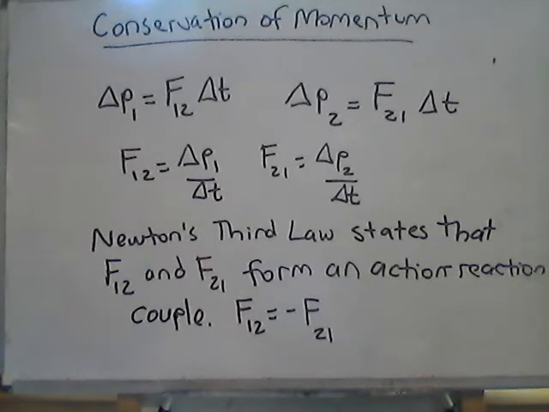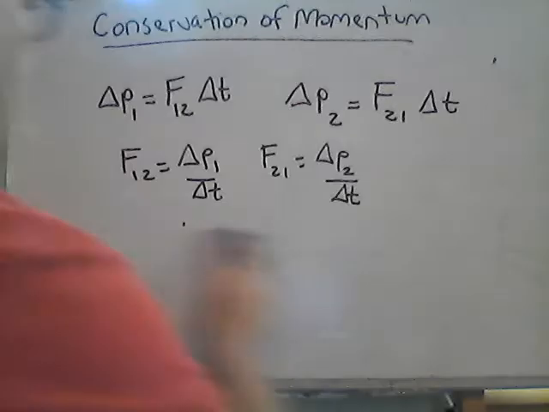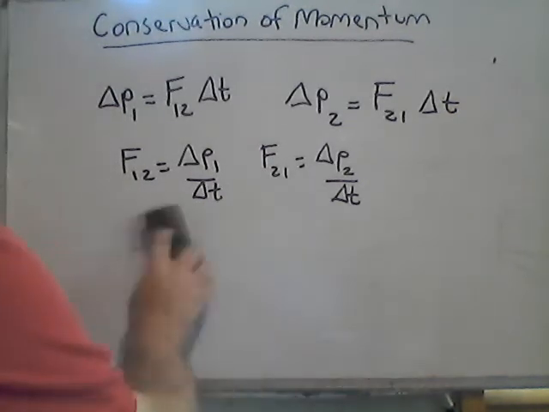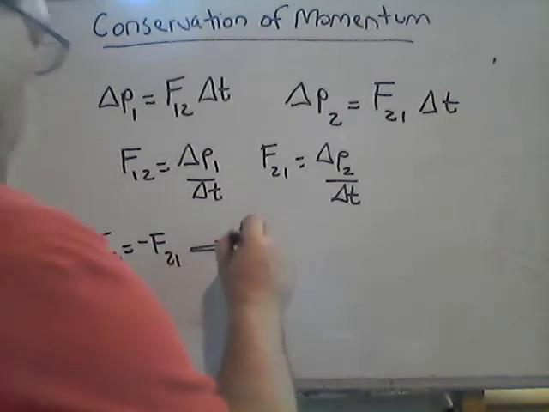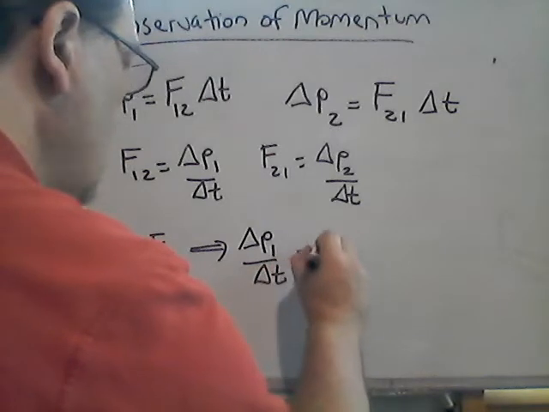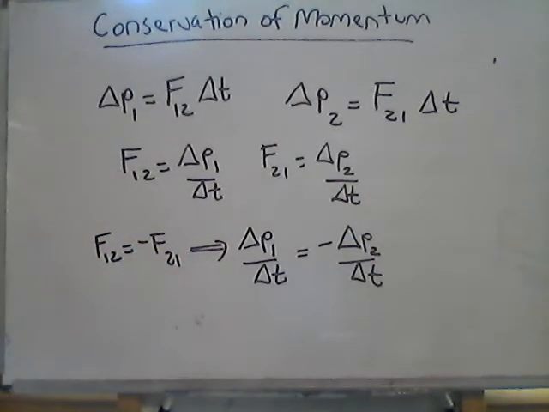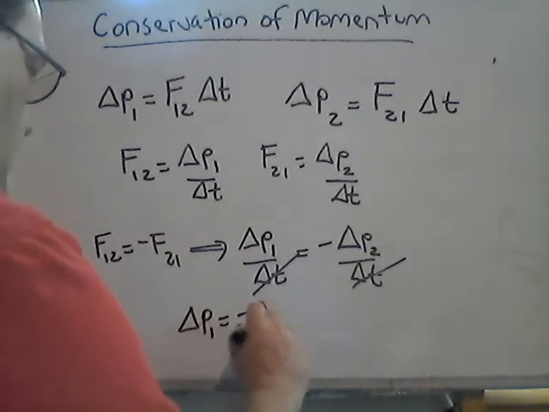Well, let's employ that. If F12 equals negative F21, that implies that I could write that delta P1 over delta T, substituting that in for F12, is going to equal negative delta P2 with respect to T, substituting this in for F21. I can say this because of Newton's third law. Now, the delta T's are the same on each side, so I can actually cancel out the delta T's. And I can write that delta P1 is negative delta P2.